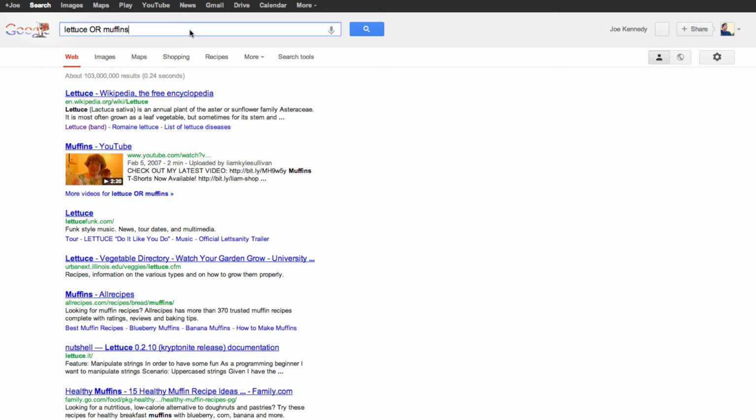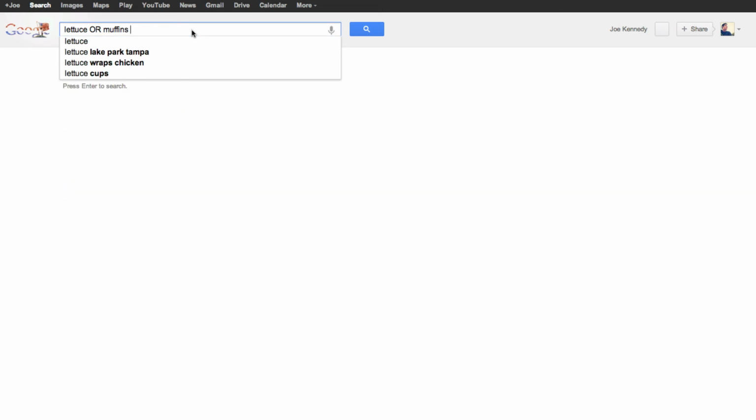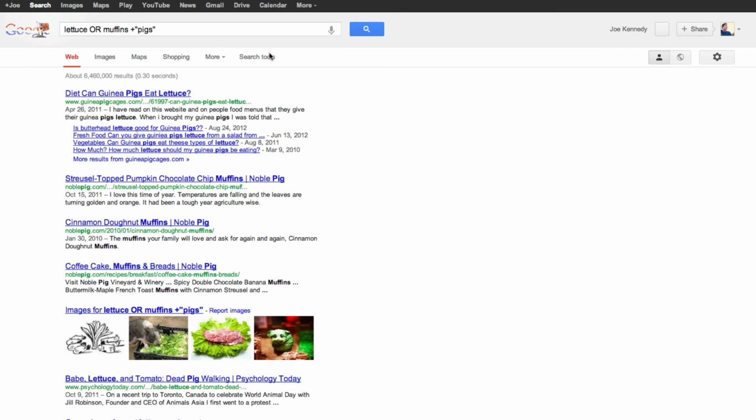Now let's make it even more specific and say, alright, give me some articles containing lettuce, give me some articles containing muffins, but out of all of the articles returned, they need to include the term pigs. Now, let's look at our results. We have pigs and lettuce. We have pig and muffin.